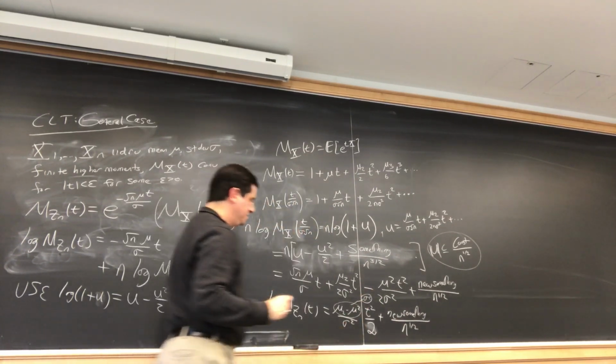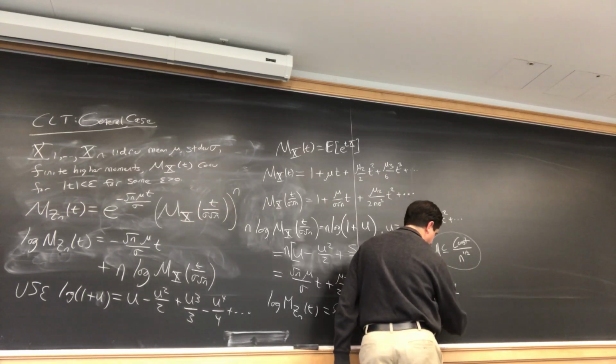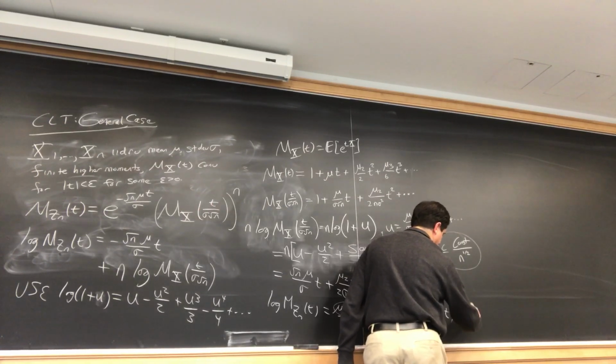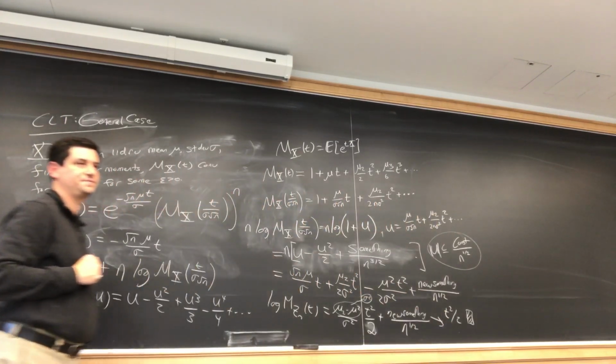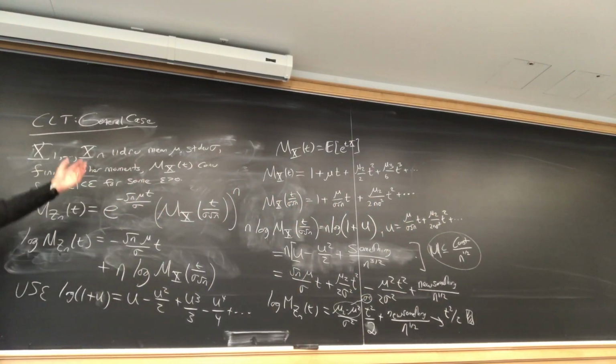And so this does converge to t squared over 2, as desired. That's the central limit theorem.